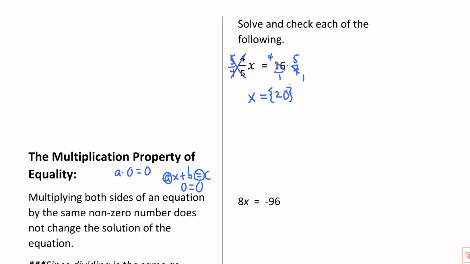What I need to do though is I need to check this by plugging it back into the original problem. So this is going to give me 4/5 times 20, but I'm going to go ahead and do 20 over 1 because we're multiplying. We're hoping it is 16. 4 doesn't share a common factor with 5, but 20 does share a common factor with 5. That is 5. 5 divided by 5 is 1. 20 divided by 5 is 4. So 4 times 4 is 16, and 1 times 1 is 1. Equals 16. 16 over 1 is 16.